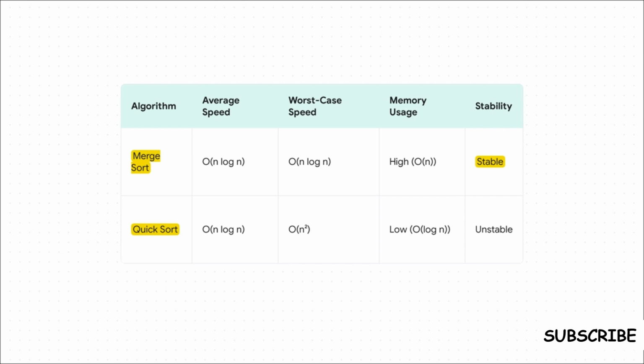But here's the thing. These two represent a classic trade-off. Merge sort is your reliable workhorse. It guarantees that fast performance, but it needs extra memory to do its thing. Quick sort, on the other hand, is usually even faster and uses less memory. But it has this rare, worst-case scenario where it can suddenly slow way down. So it's a choice. Do you want reliability or do you want raw speed?